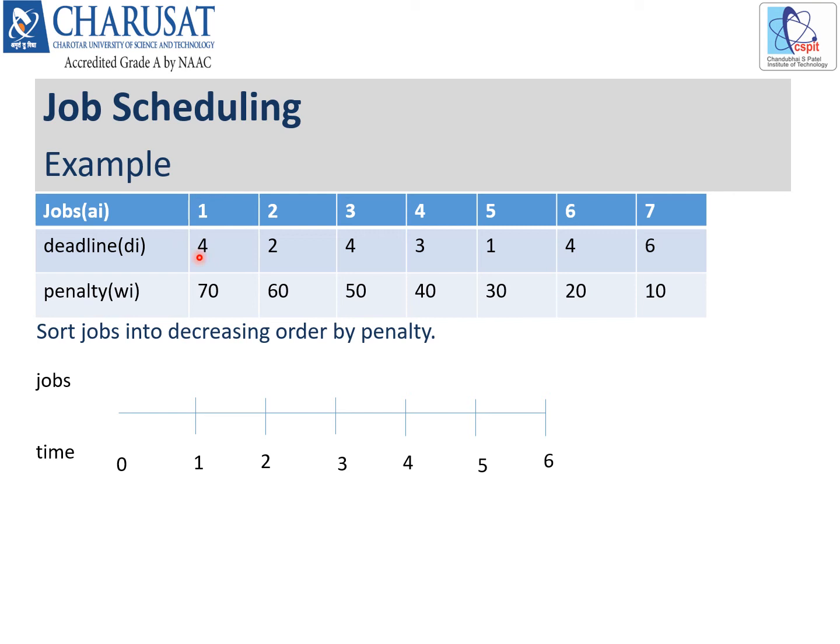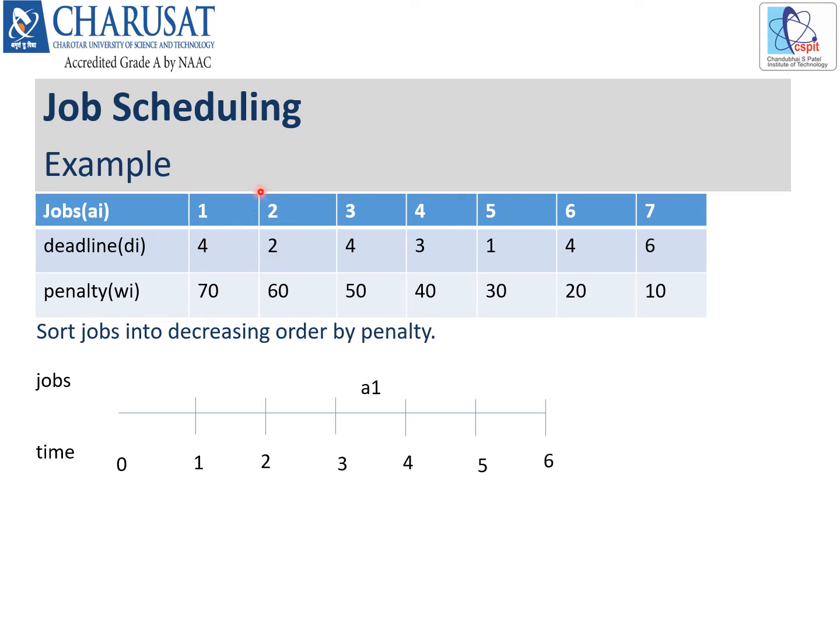So the first job's deadline is 4 and the penalty is 70. So we will schedule this first job, but in which time slot? So we have to check the time slot 3 to 4. That is free, so that's why we will schedule job 1 to that particular slot.